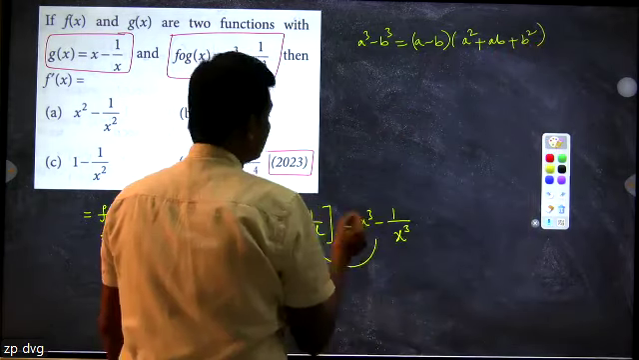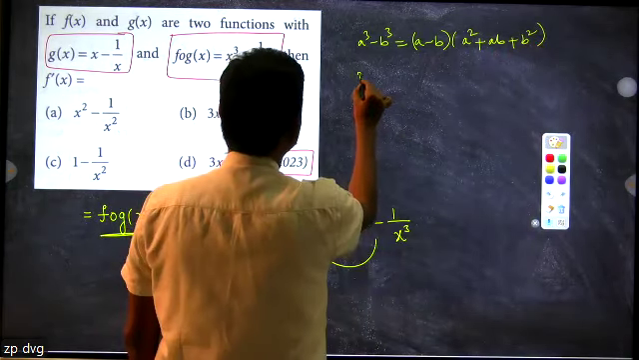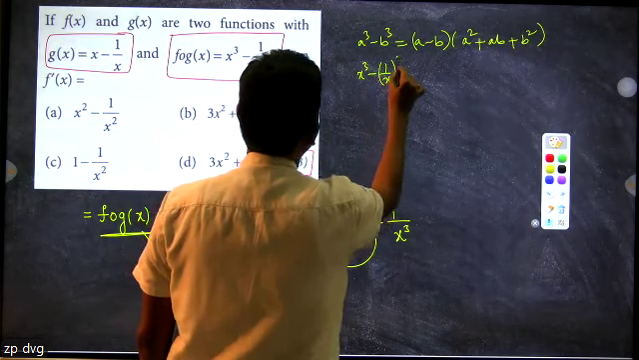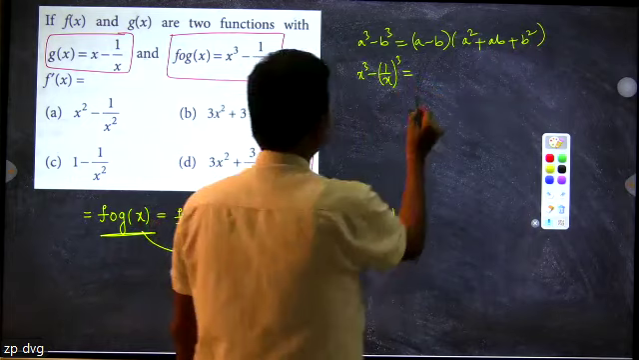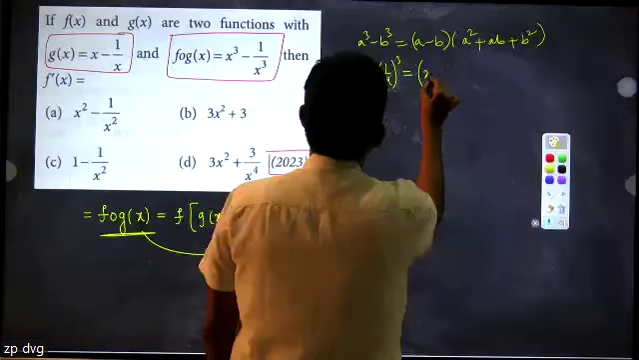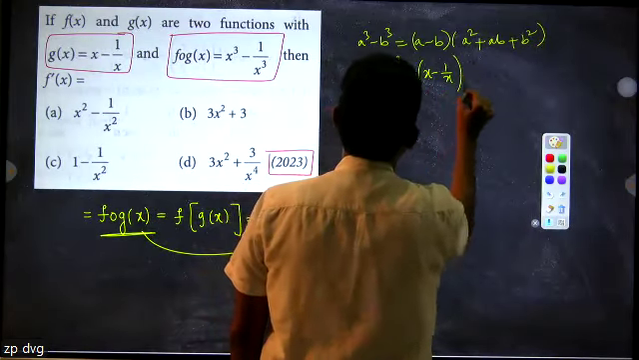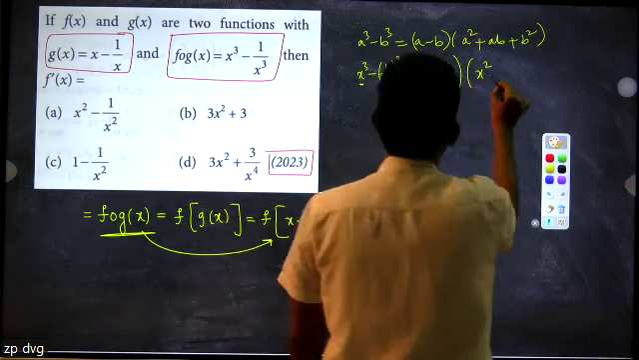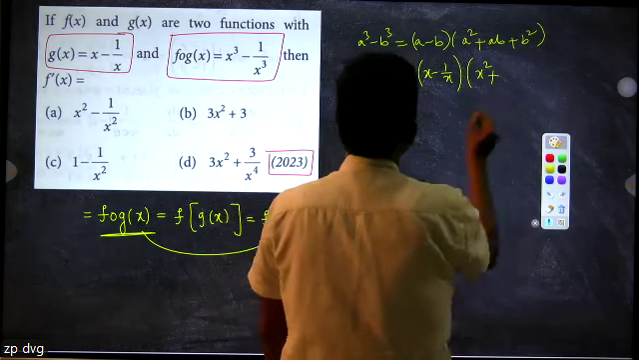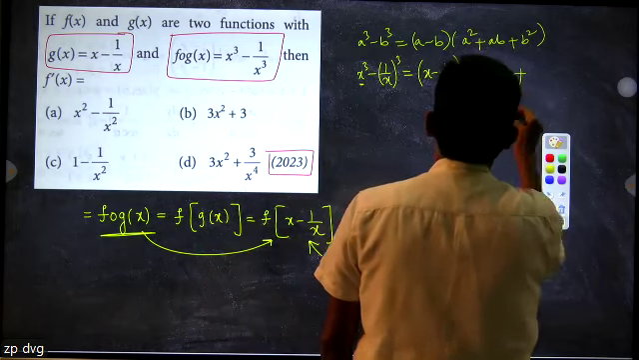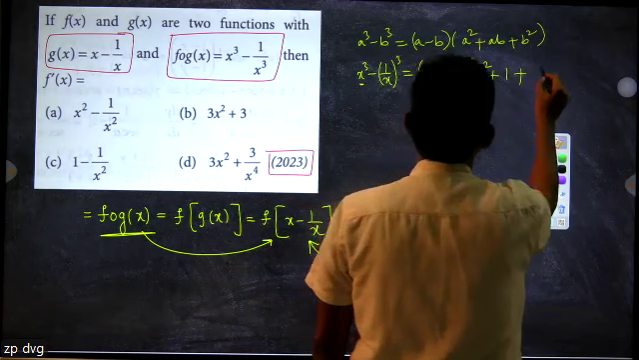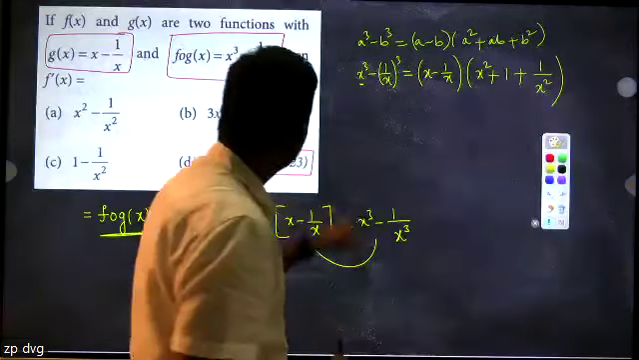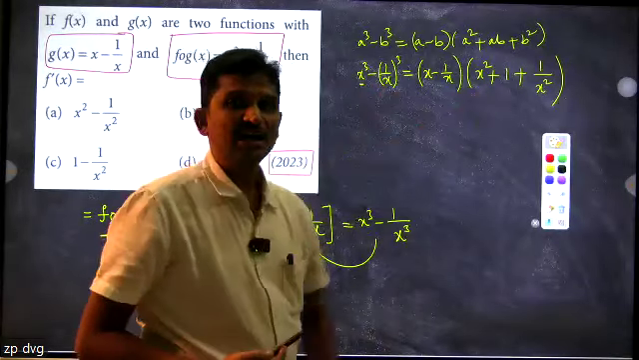So here, x cube minus 1 by x cube is there. This can be written as x minus 1 by x whole cube, right? x minus 1 by x whole cube is a minus b, that is x minus 1 by x, into a square, a is x, so x square, plus ab. What is ab? Multiply these, x into 1 by x is 1, plus b square. b square is 1 by x square. Here, this x cube minus 1 by x cube we can write like this.